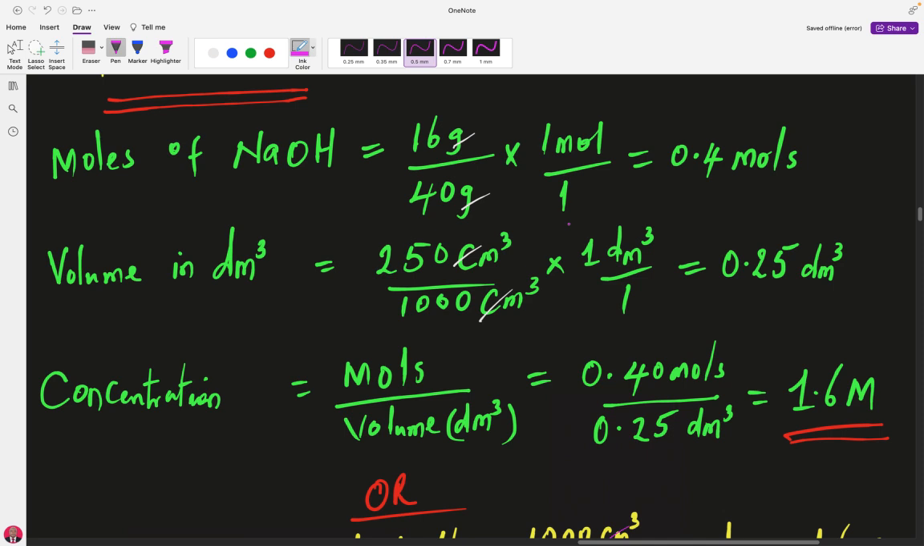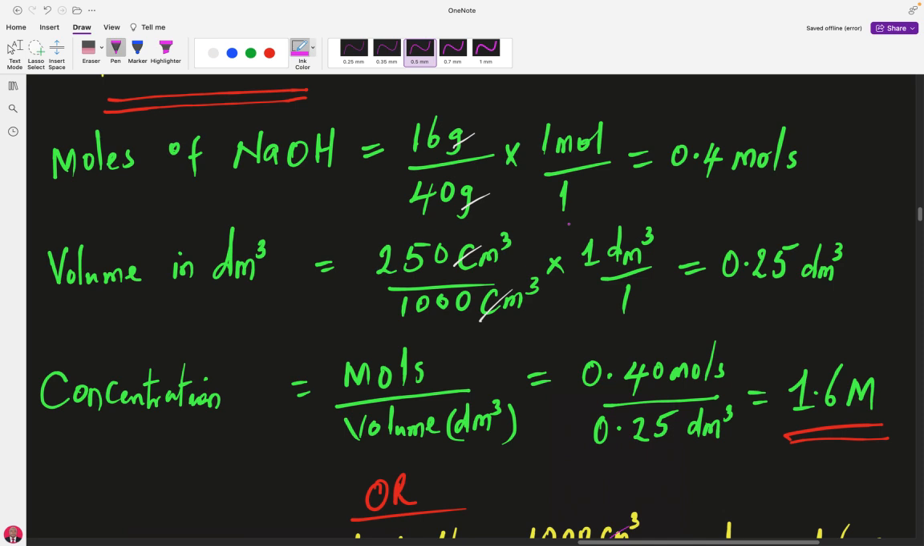Then the volume in dm cube. We were given 250 cubic centimeters. We divide it by 1,000, because we have to dissolve it in 1,000 ml. 1,000 ml is 1,000 cubic centimeters, which is the round bottom flask of 1,000 ml that we use in the laboratory in the preparation of standard solution. So when we divide 250 by this, times 1 dm cube, it gives us 0.25 dm cube.